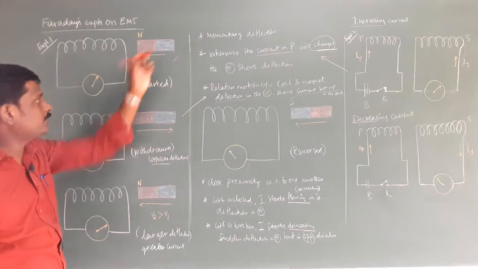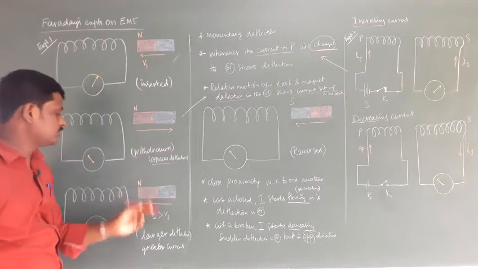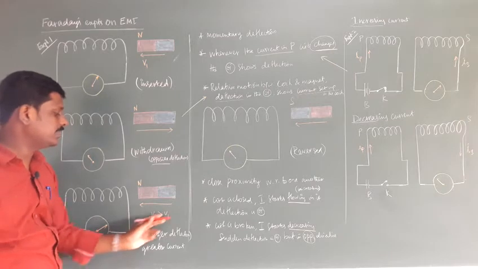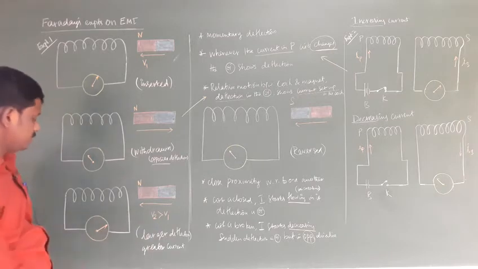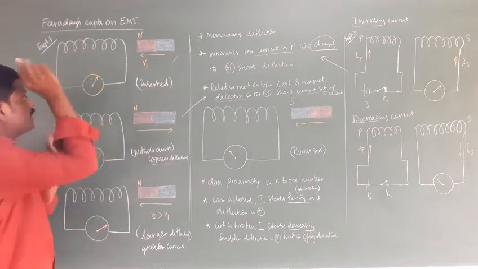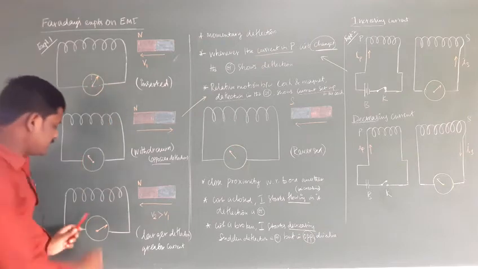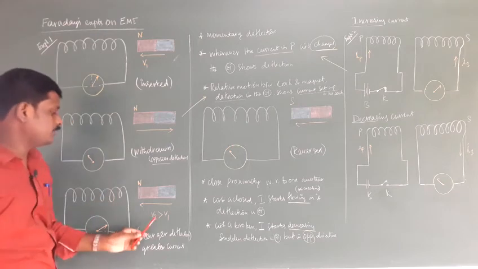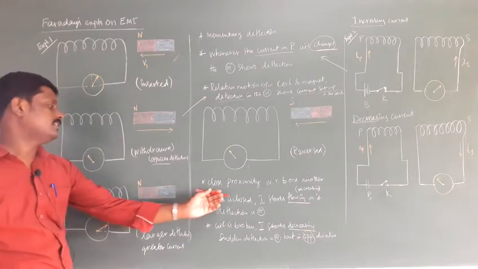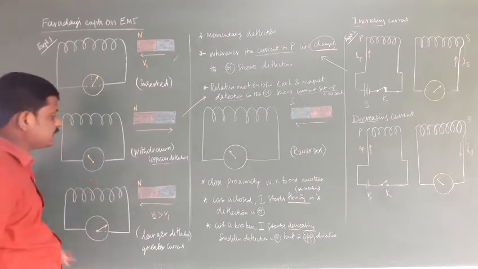Then again I move very fast, inserting the bar magnet north pole facing the coil, with velocity v2 greater than v1. Then we get a larger deflection. See the deflection here: it is somewhat low, with the galvanometer going from 0 up to maximum. Here the deflection is somewhat more compared to v1. The larger deflection means a greater flow of current. When we insert fast with the north pole facing the coil, we get a greater current flow in the circuit.